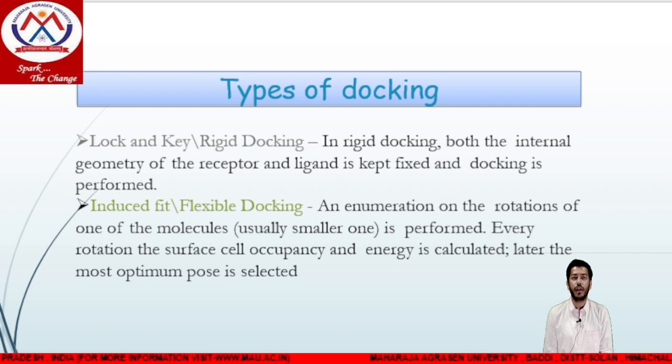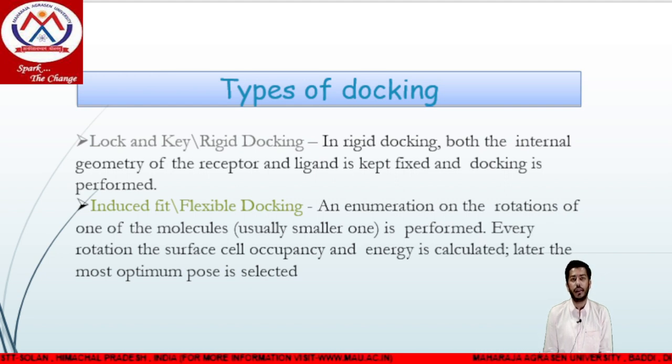The first type is the lock and key, or rigid docking. In rigid docking, both the internal geometry of the receptor and the ligand is kept fixed when docking is performed. In the lock and key hypothesis, or rigid docking, both molecules, the receptor molecule as well as the ligand molecule, are fixed in space.